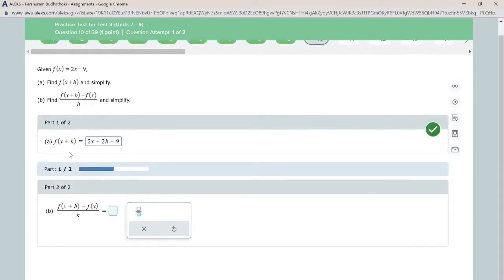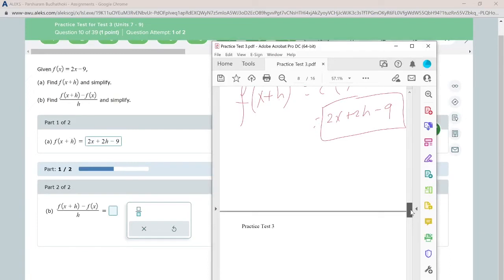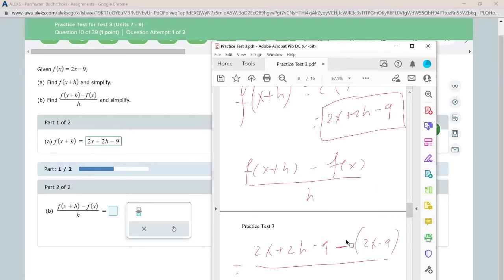Now for the second part, you take the first part minus the second part, and you do the simplification. So f of x plus h minus f of x over h is what you want to find. f of x plus h is 2x plus 2h minus 9, minus f of x. If there is a minus, you have to use the parenthesis because you have to change the sign because of this minus, and there is an h.